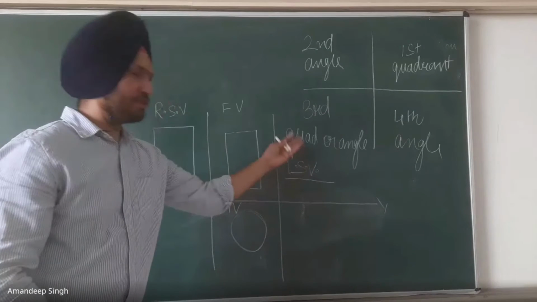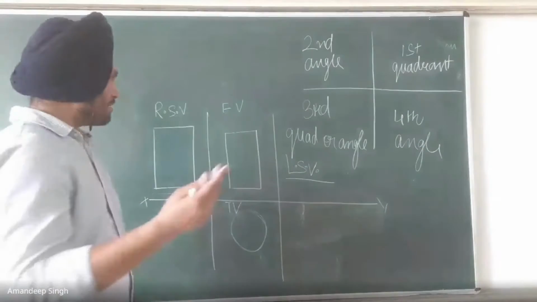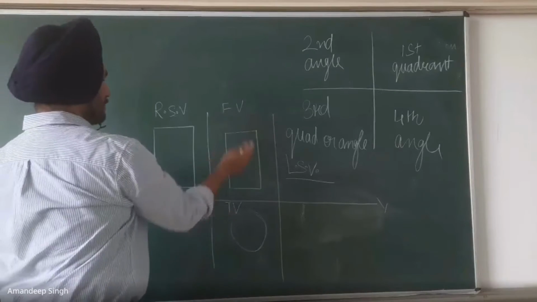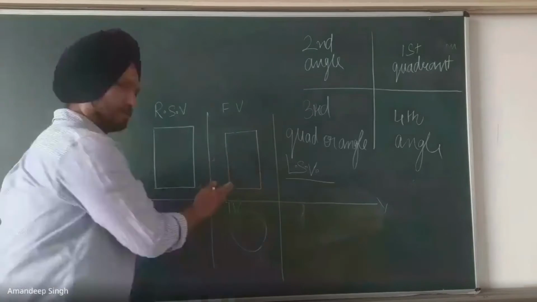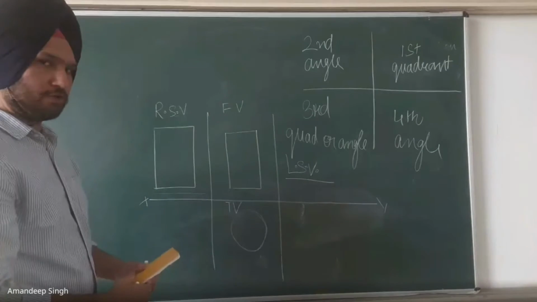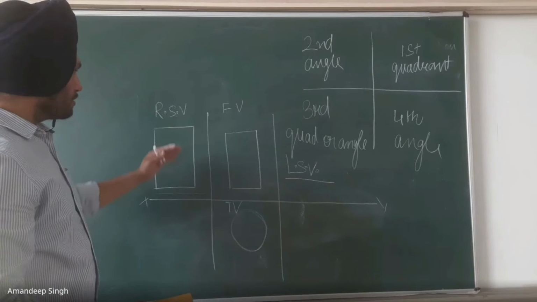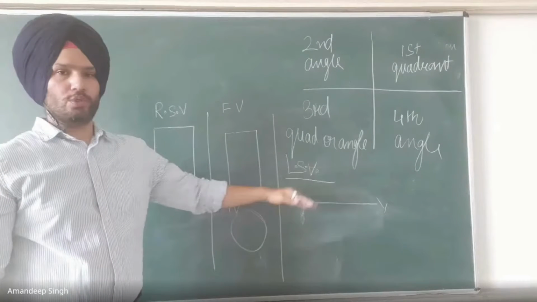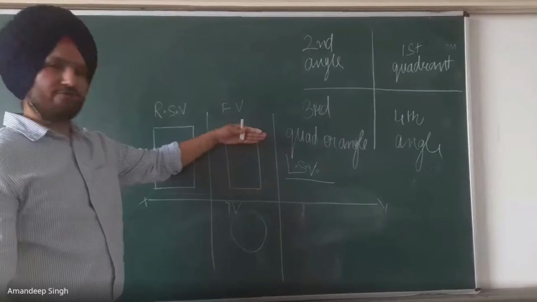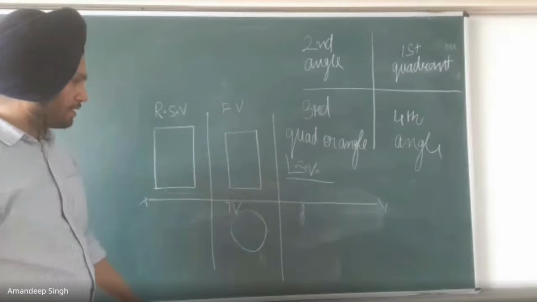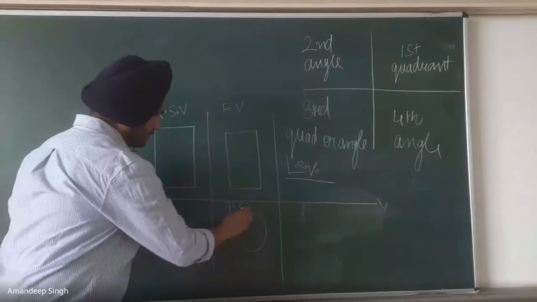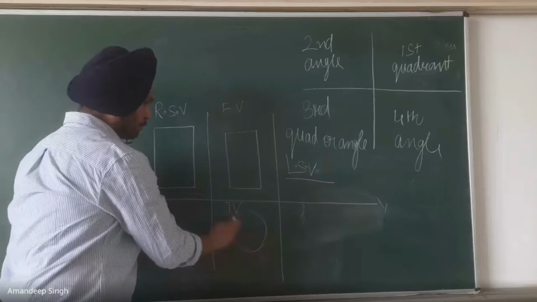So the conclusion is, wherever the position of the front view is, the right side view or the left side view will come along that side of the reference line with the front view. And the top view of the object will be below the reference line.